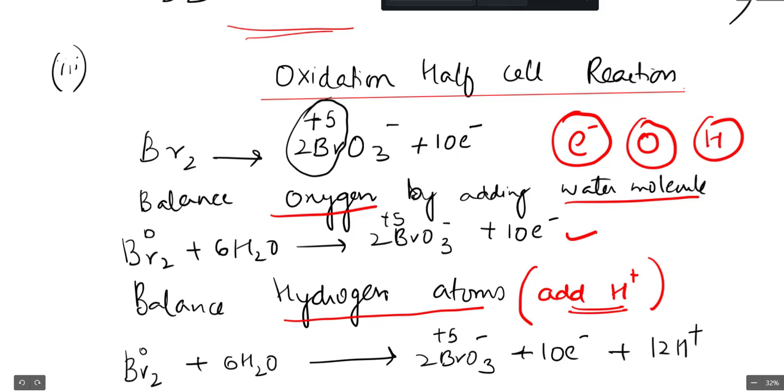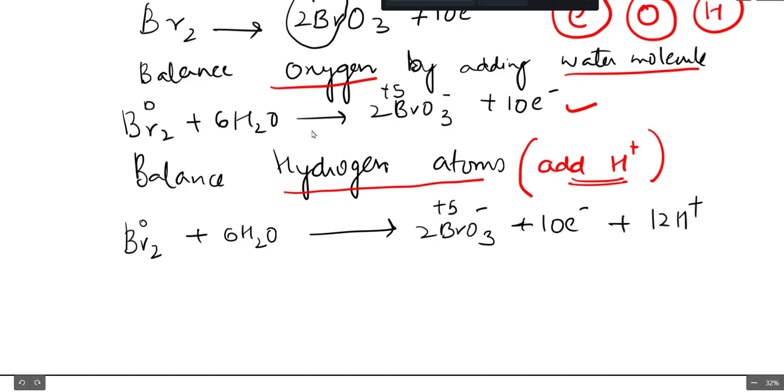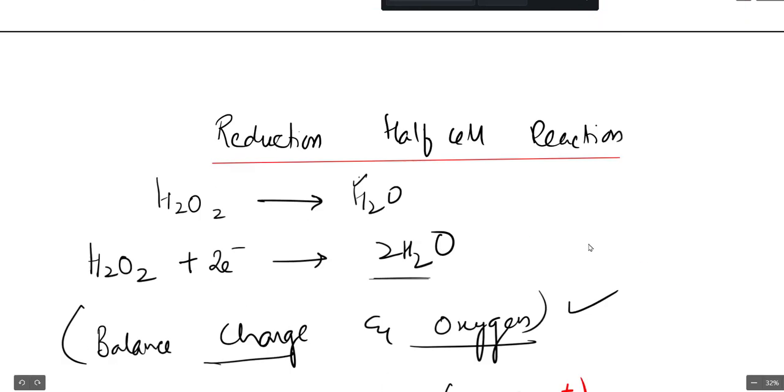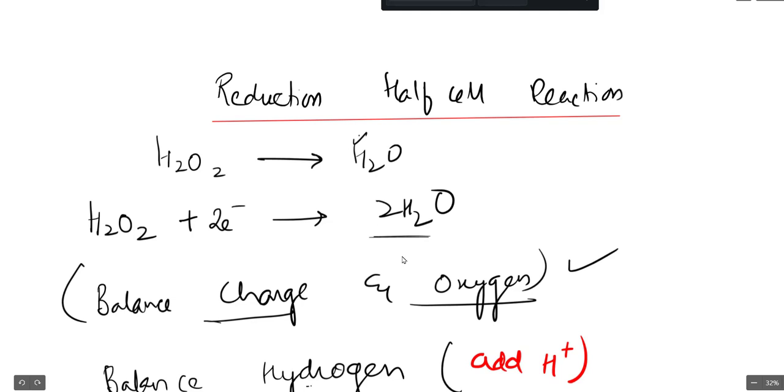How do you balance oxygen? By adding water molecules. How will you balance hydrogen? In acidic medium, that means by adding H plus ions. That is what I did. So I took the reaction, I added oxygen by adding water molecules, then I added H plus on the side, whichever side has less hydrogen. Gradually I took the same reduction half cell, same thing.